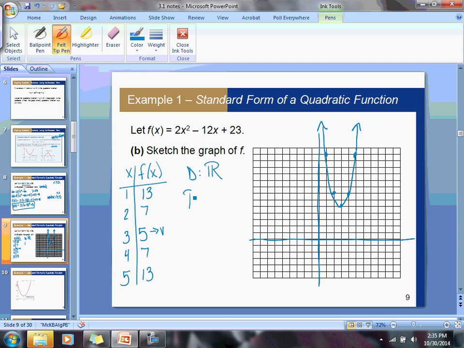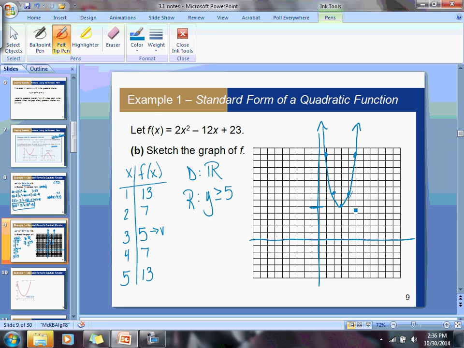Now our range is limited a little bit because our parabola only comes down to 5, and all the other values are greater than that. Our parabola never goes below 5 on the y-axis. So our range is going to be all the y values that are greater than or equal to 5. I know it's 5 because 5 is right there. That's my lowest value.